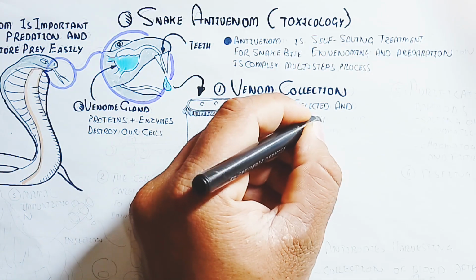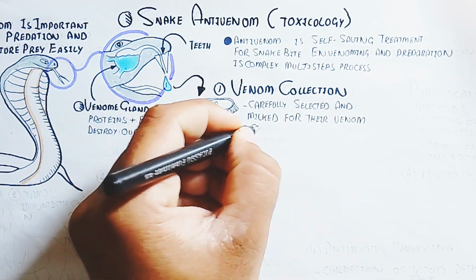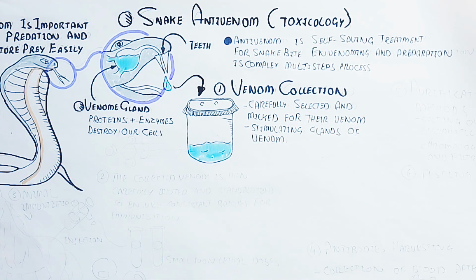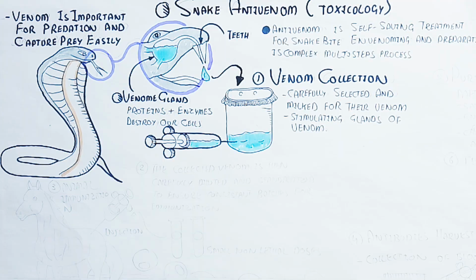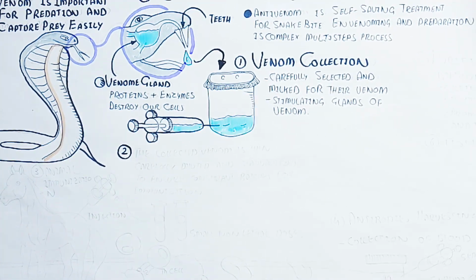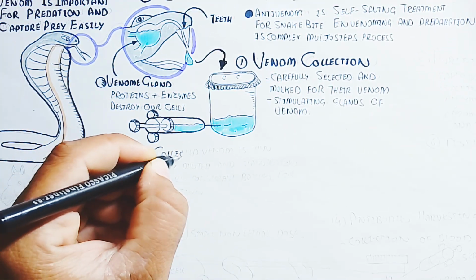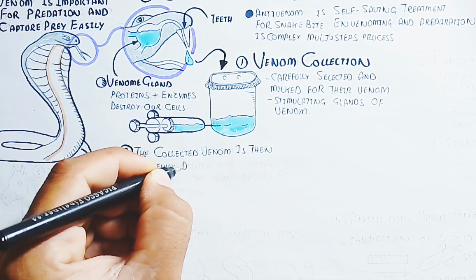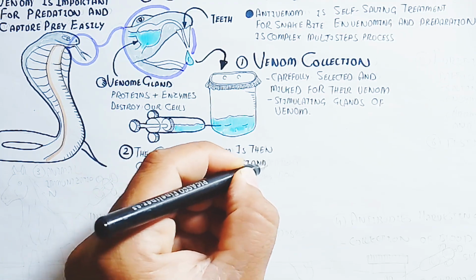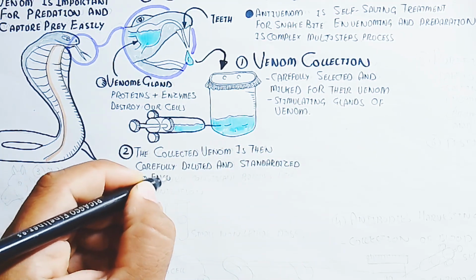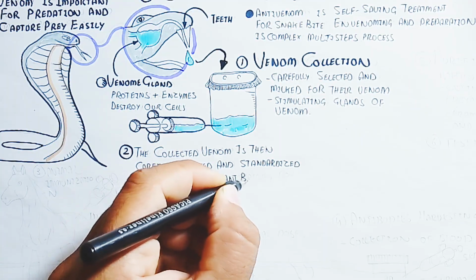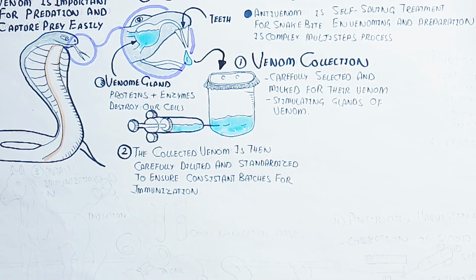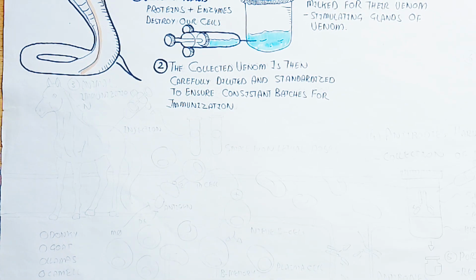The venom gland: in venom collection, the snake is carefully selected, and a jar or some type of beaker is used. The snake is carefully milked for its venom, stimulating the venom glands through the bite, so you can put the teeth of the snake on the adjacent side to remove the venom.